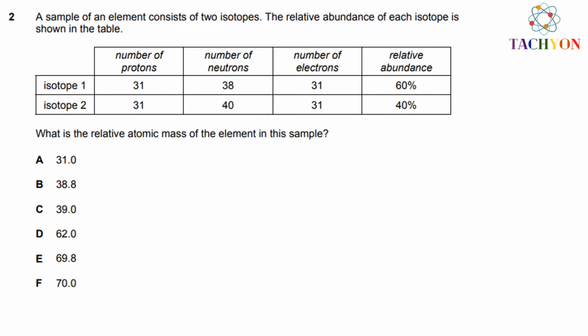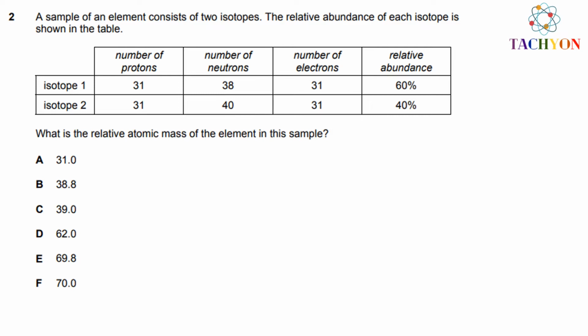So the first question: a sample of an element consists of two isotopes. The relative abundance of each isotope is shown in the table. You know that to calculate the abundance, you need the mass number exactly. So here they have given you the number of protons, number of neutrons and number of electrons, and their relative abundance. Isotope 1: 31, 38, 31, 60 percentage. Isotope 2: 31, 40, 31, 40 percentage. What is the relative atomic mass of the element in this sample? 31, 38.8, 39, 62, 69.8, 70.